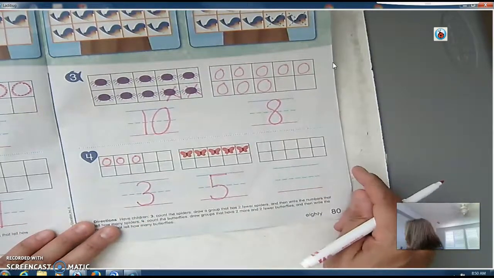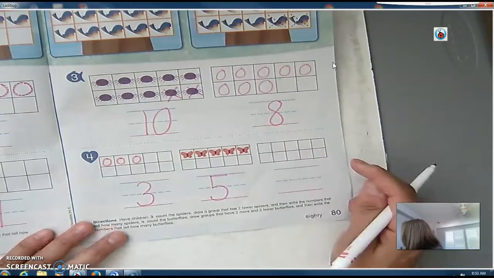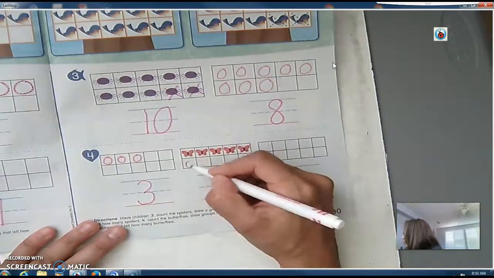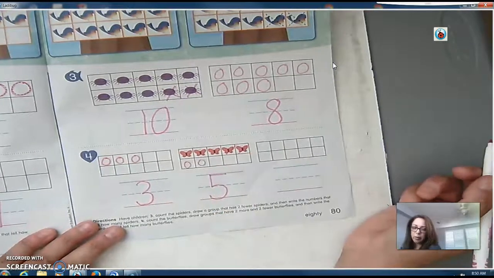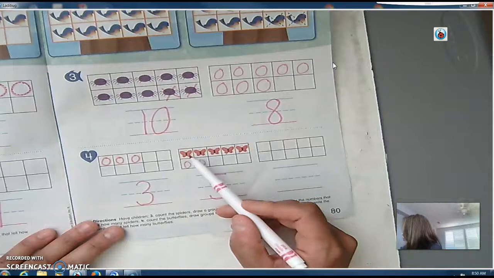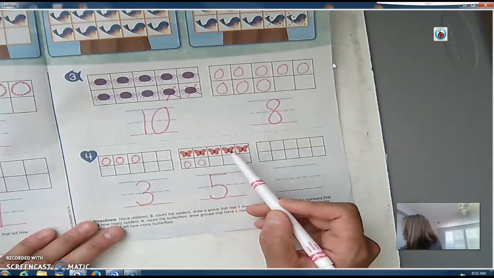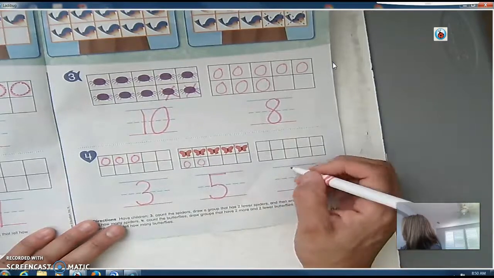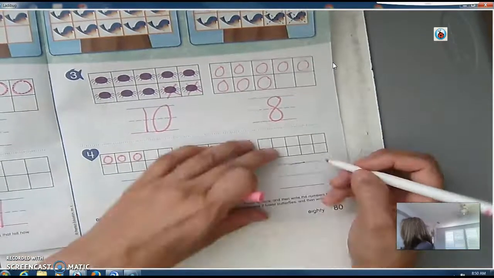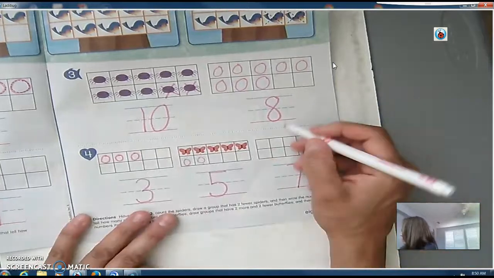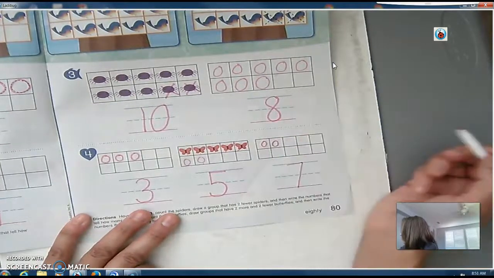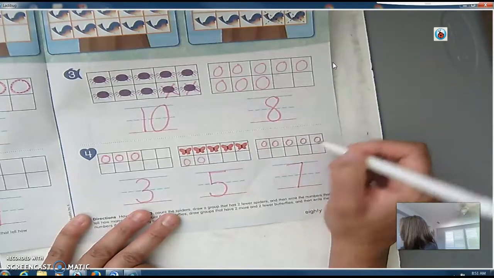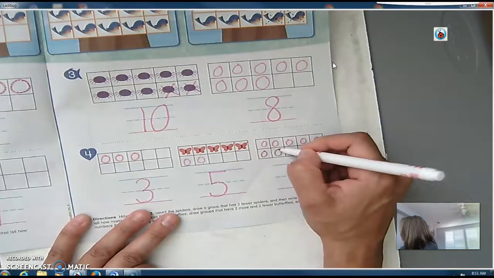Okay, and then over on this side they're going to want to know 2 more. What is 2 more than 5? So if we were to add 2 more circles here, what would that be? Let's count. 1, 2, 3, 4, 5, 6, 7. So we're going to write a 7 in here. Make sure my paper doesn't move. And then we're going to draw in 7 counters. 1, 2, 3, 4, 5, 6, and 7.